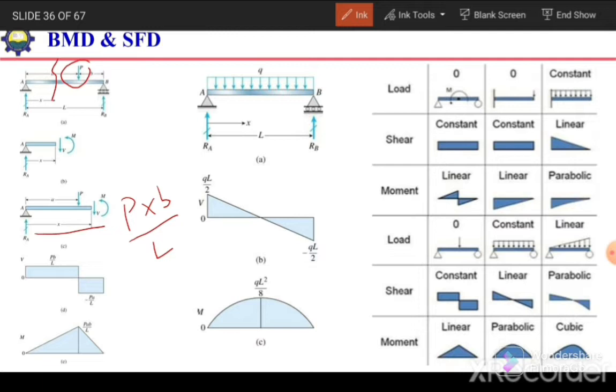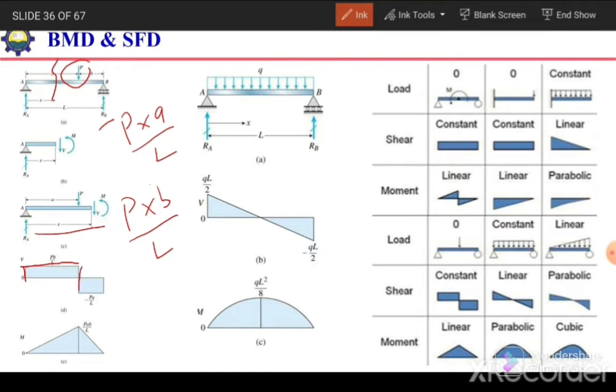Similarly, the amount of reaction at point B will be equal to P times A over L. So based on these two reactions, we can easily draw the shear force diagram. Here we have a reaction RA, then up to this it equals PB over L, and up to point P we don't have any force, so it will remain constant.